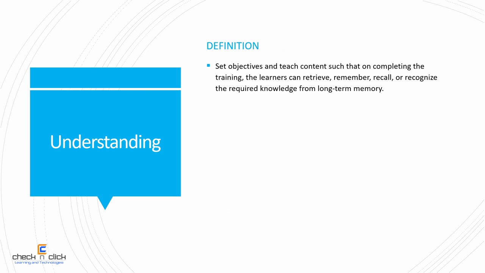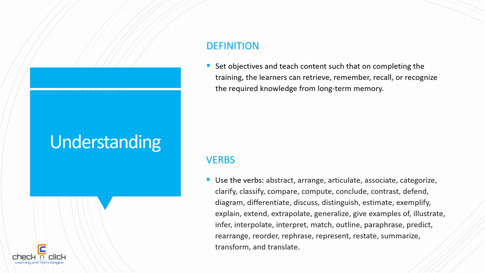To help learners achieve an understanding level from a course, they should be able to organize, compare, translate, interpret, write or present descriptions, and explain the key ideas from a course. The presentation of courses that aim to inculcate an understanding in learners includes examples and exercises that enable them to understand and explain the key topics from the course. The verbs to use for writing objectives for this level are abstract, arrange, articulate, associate, categorize, clarify, etc. You can pause the video to review the list of all action verbs that apply to this level.